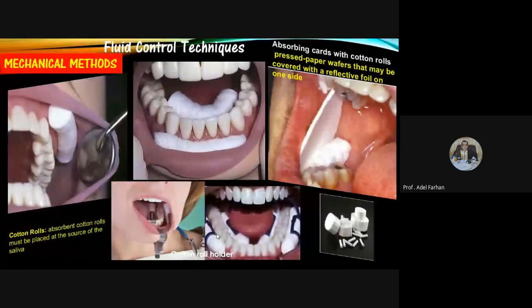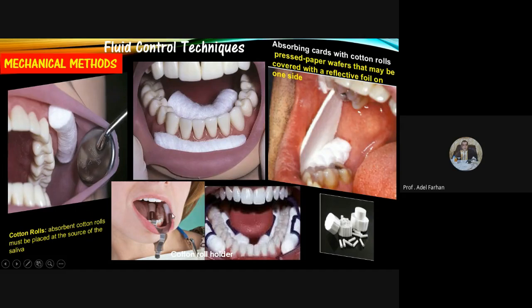The other means of control is using cotton rolls. cotton roll ايضا تعرفوها. طبعا cotton roll it is an absorbent cotton roll placed at the area of the source of the saliva. فما نعرف most of the time we place it opposite to the area of the duct of the salivary gland at the buccal area, as we see in the picture, buccal mucosa, or sublingual, to prevent the saliva from the submandibular or sublingual salivary gland as we see in this picture.